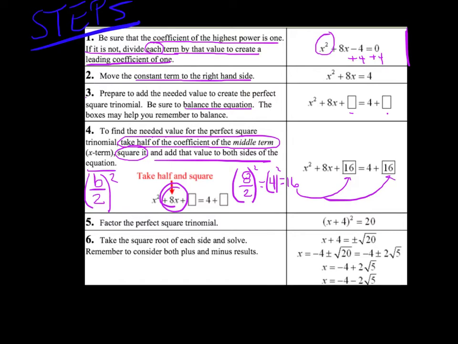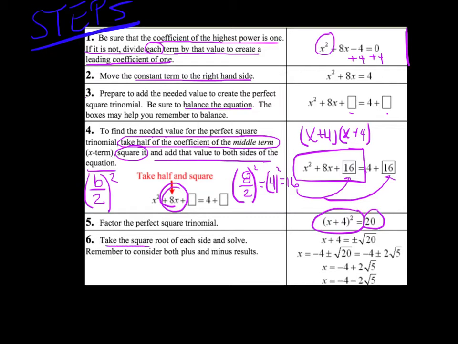Factor the perfect square trinomial. This should always be a quantity times itself. So when you factor, it should always be x plus the same amount or x minus the same amount. In this case, it's x plus 4 and x plus 4, and we'll write that as x plus 4 squared. On this side, 16 plus 4 should get me 20.